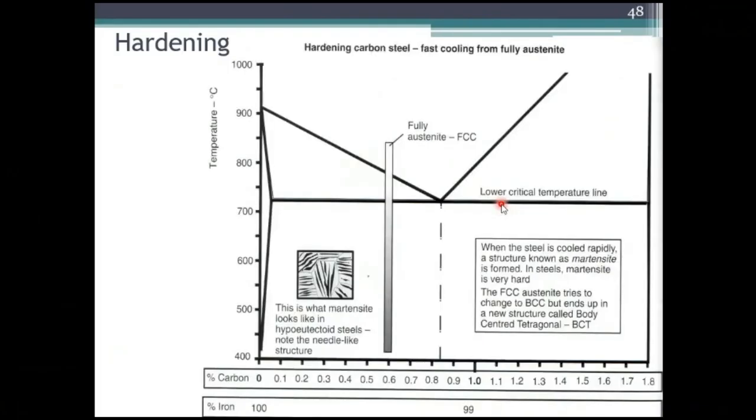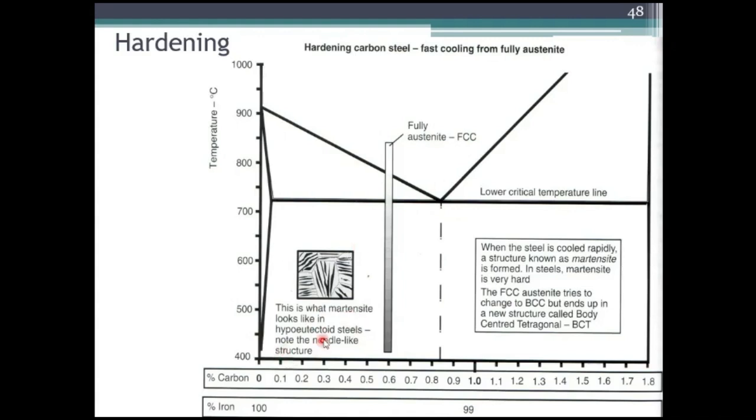So this is the iron carbon diagram, wherein you have the carbon percentage from 0 to 1.8, and the iron percentage 100 downwards. Now in temperature it will be like this. Initially this is the lower critical line and this is the upper critical line. When it is at 0.6 percent carbon and it is heated, at around 850 or 900 degrees Celsius you will form fully austenite FCC. And here this is what martensite looks like in a hypoeutectoid steel.